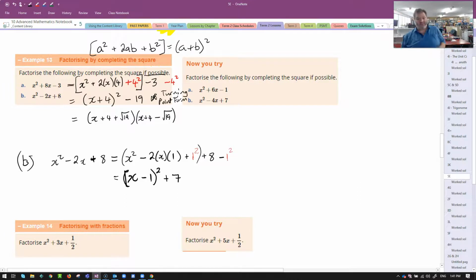What's my favourite rule in maths? What's your favourite rule in maths? Difference of 2 squares. I don't have a difference here. I have a sum. So at the moment, we can't go ahead and factorise this one any further.